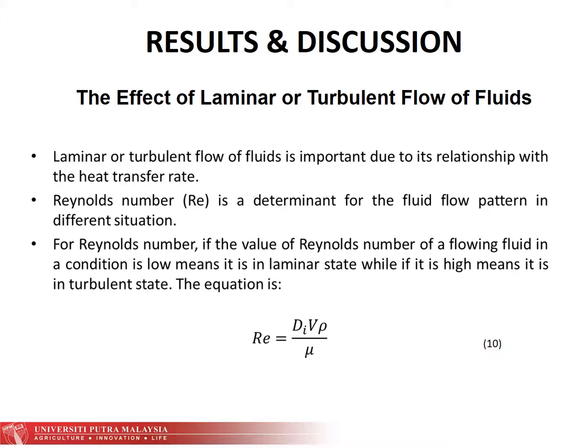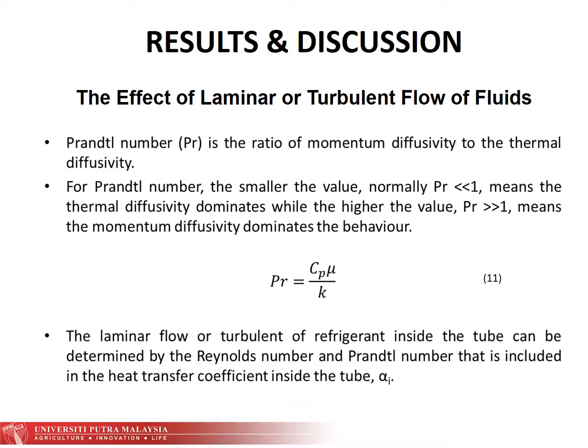In addition, I would like to present the effect of laminar or turbulent flow of the fluid. Laminar or turbulent flow of the fluid is important due to its relationship with heat transfer rate. Reynolds number is a determinant for the fluid flow pattern in different situations. If the Reynolds number value for the flowing fluid in a condition is low, it means it is in laminar state, while if the value is high, it means it is in turbulent state. The equation of the Reynolds number is shown in equation 10 below. Prandtl number is the ratio of momentum diffusivity to thermal diffusivity.